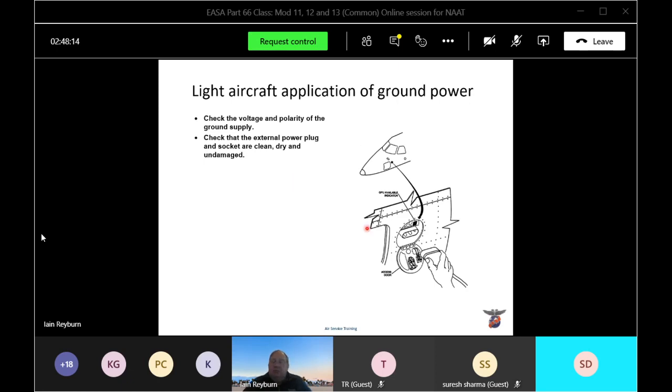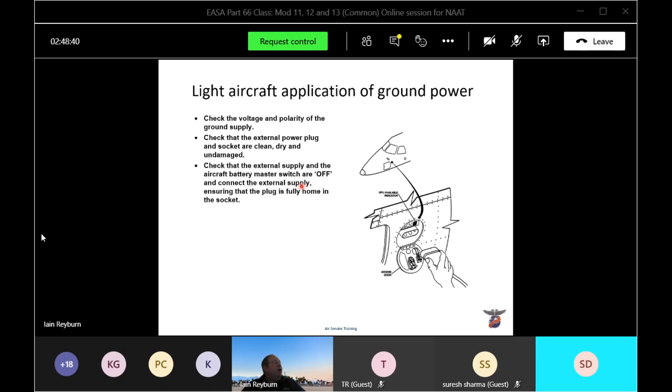If it's been lying in water, clean it or get another power unit with a clean plug. If it's damaged, like something's gone over it, inside this plug the 3 pins, the insulation, the rubber around the 3 pins might have broken. And as soon as I put in power, I might end up with a short circuit. So before you fit the plug, make sure it's clean, dry, and undamaged.